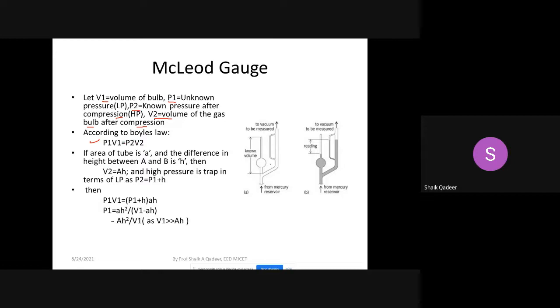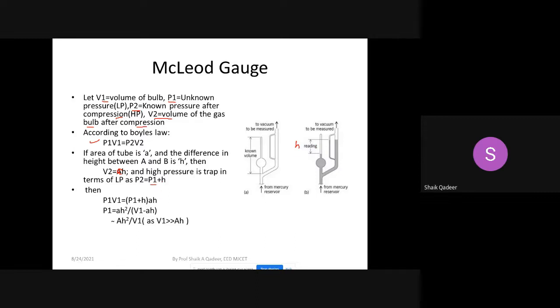Here the area of the bulb is A, and the difference between this height and this height is H. Then the volume which decreases can be given by this formula, small a into H. And the pressure which is increased from P1 to P2 is given by P1 plus H, the increase in pressure.